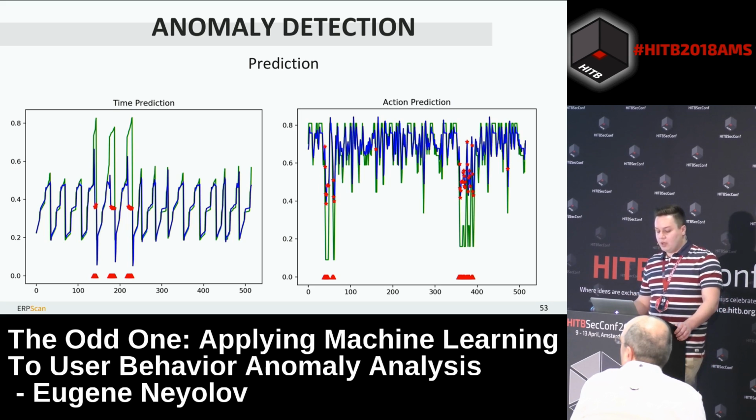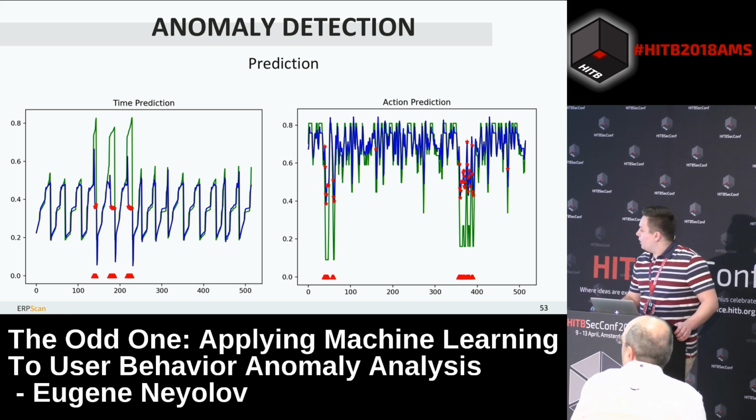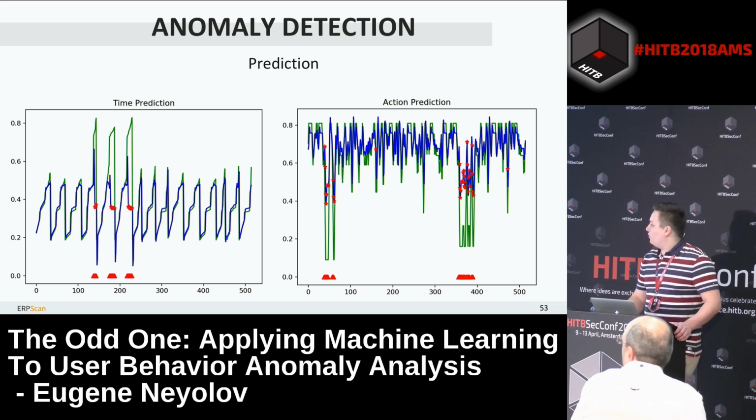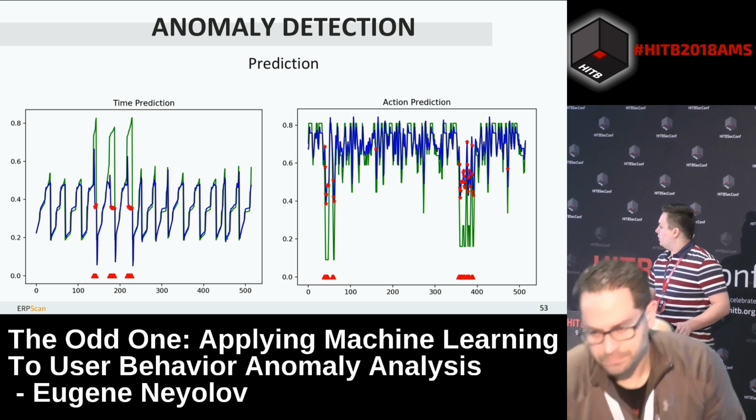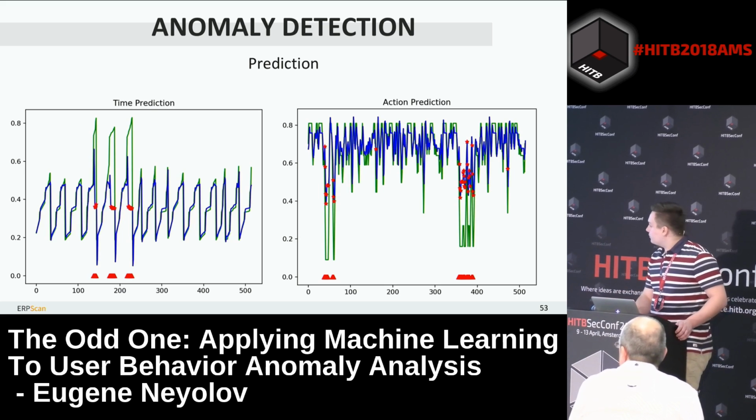And the green line is what happened actually. So you can see that the blue line looks kind of normal in case of time, and we have a huge spike, green spike, of what actually happened, and that's why it was reported as anomaly, which you can see in the middle as the red stars.